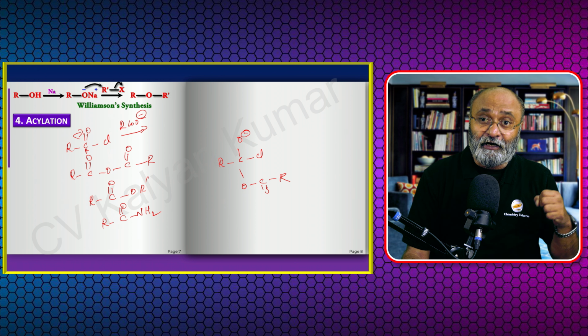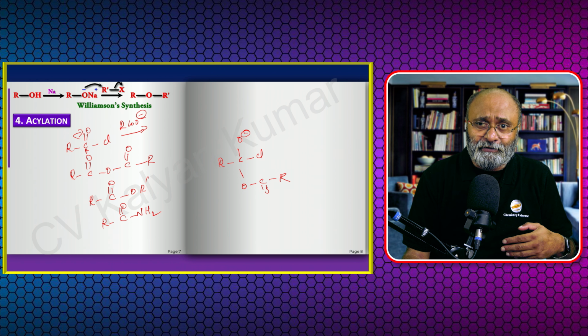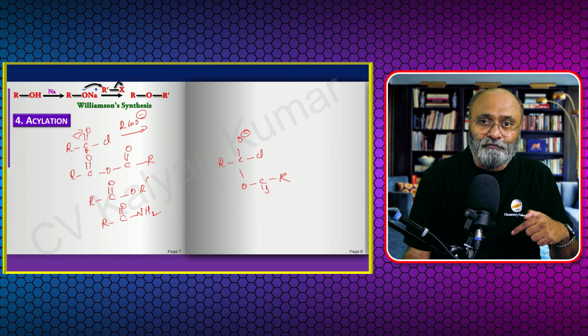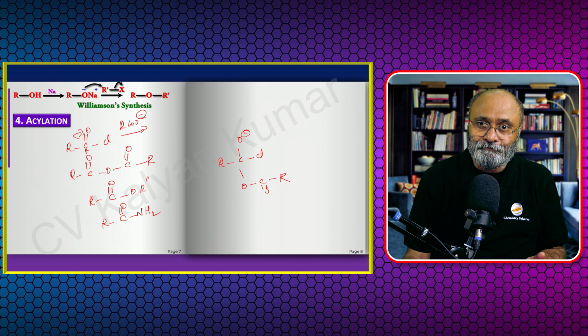Now, if there is no leaving group on carbon, its pushing is not going to help. So it will stay there. That would be called nucleophilic addition. But O minus can push. And if there is a good leaving group, then that leaving group will leave. And if that group is different from the nucleophile, we call it nucleophilic substitution.